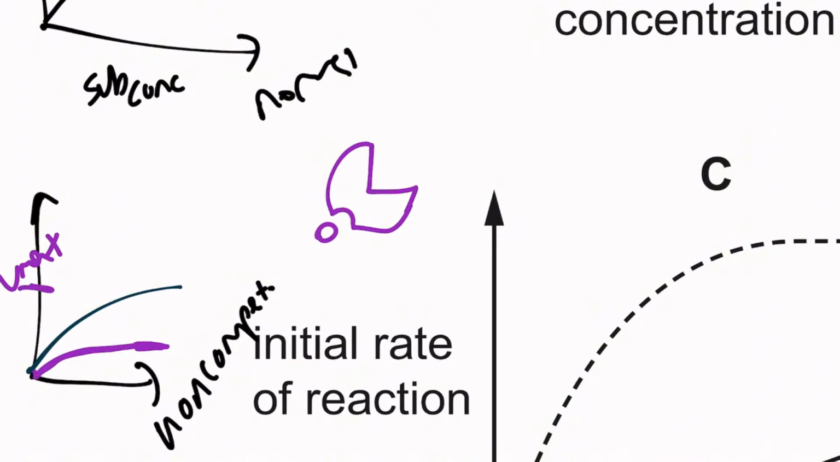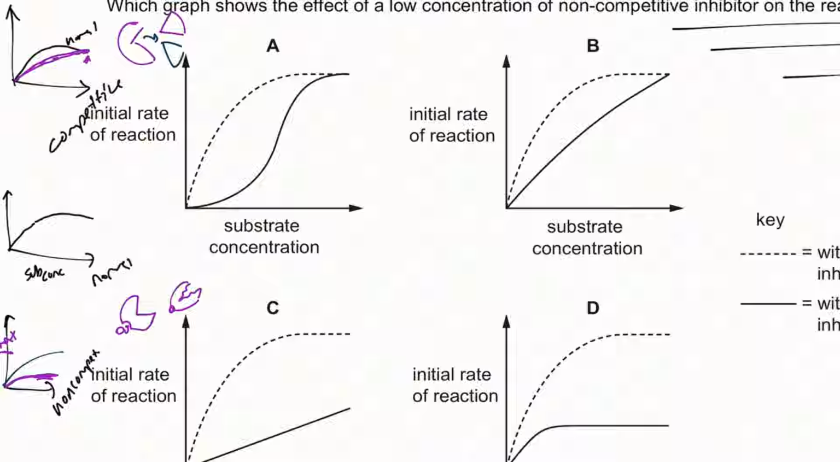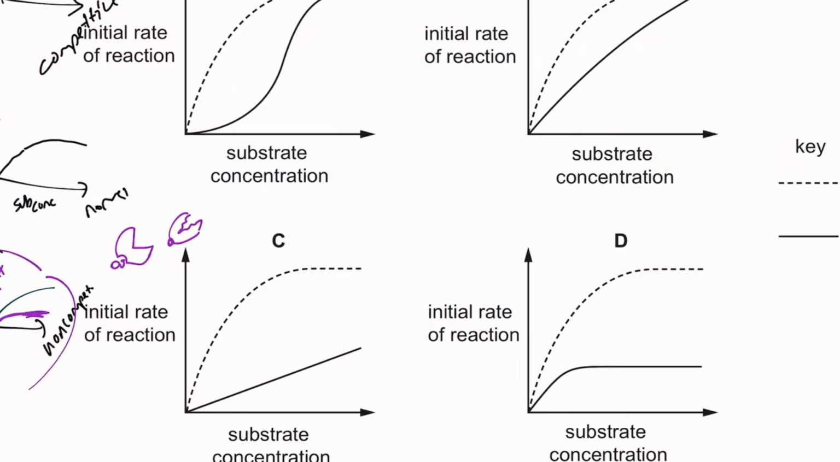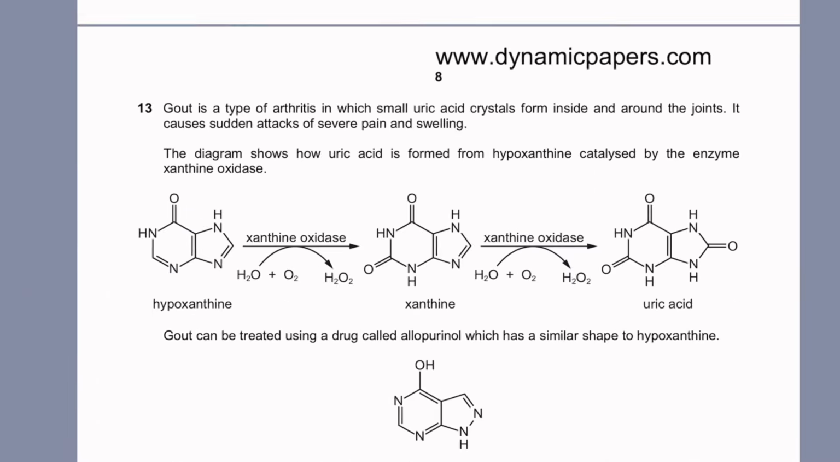And so once the non-competitive inhibitor binds to this allosteric site, the enzyme loses its active site, and what happens is it can no longer catalyze the reaction, and so the rate of reaction never increases. So you're going to find that if we have this graph, that's going to be the answer, which is basically D. Okay, moving on to 13.